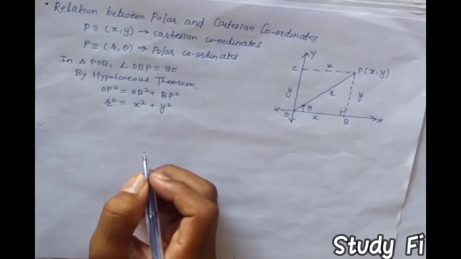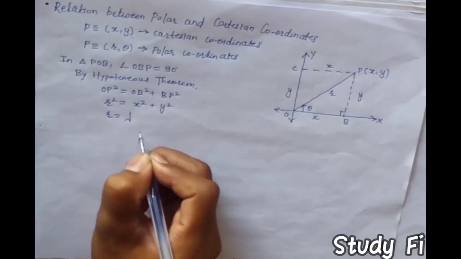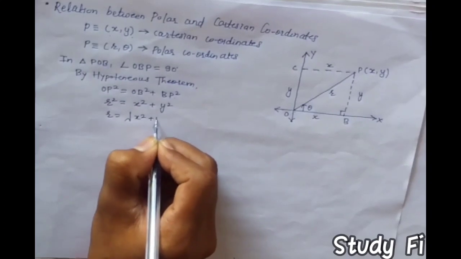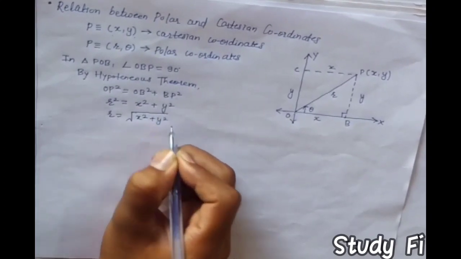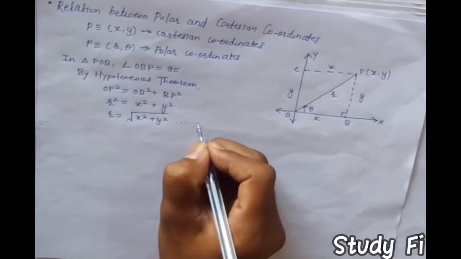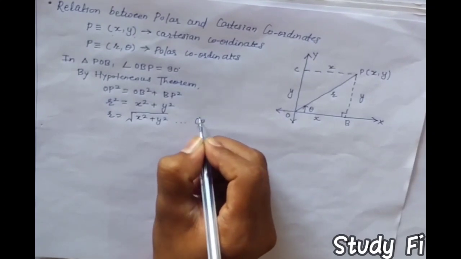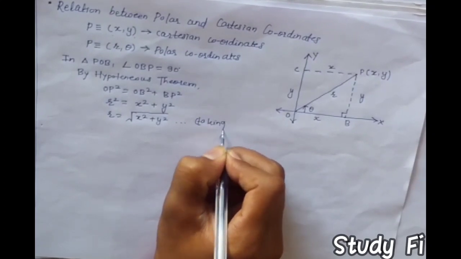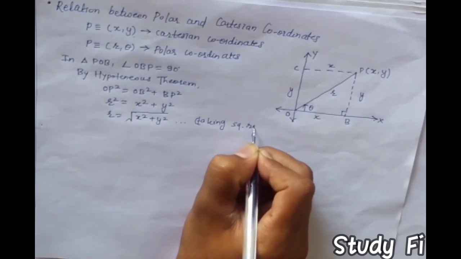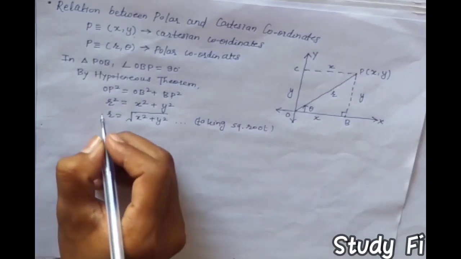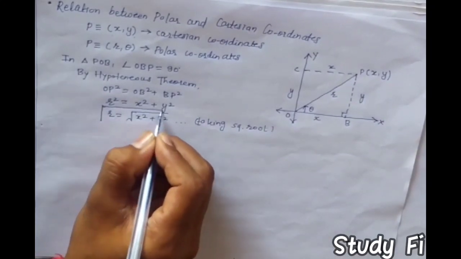Now taking square root on both sides, r is equal to under root of x square plus y square. So this is obtained after taking square root. We can give the reason: taking square root on both sides. So this is the first equation.